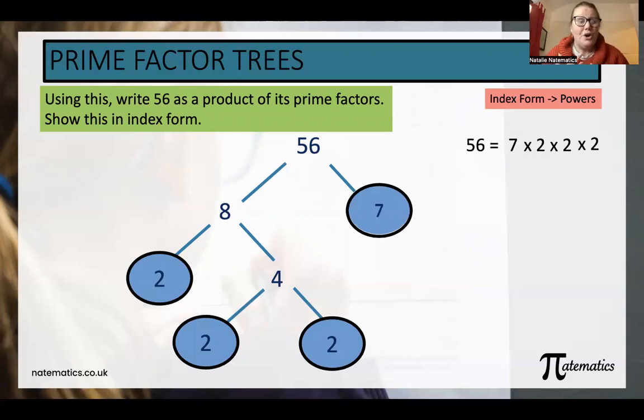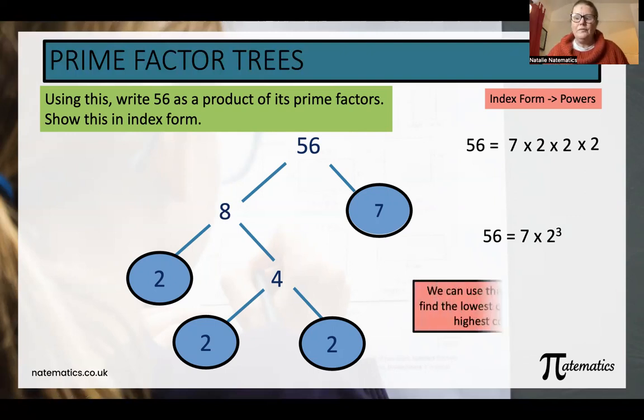For the next mark, showing it in index form. Index means you've got powers. I've got the answer there for you. There's only one 7, and we don't tend to show 7 to the power 1, we just show it as 7. And then you've got 3 lots of 2s multiplied together. It's not 3 2s because that would be 6. This is 2 times 2 times 2, which is 8. Just be careful. So 7 times 2 to the power of 3. That's where you get both of the marks for that question.